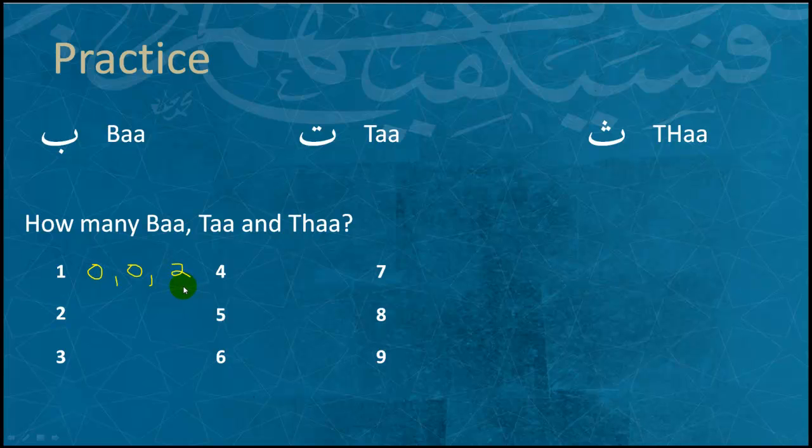There's 1 alif. Remember, it's not said with a short a, it's said with a long alif.